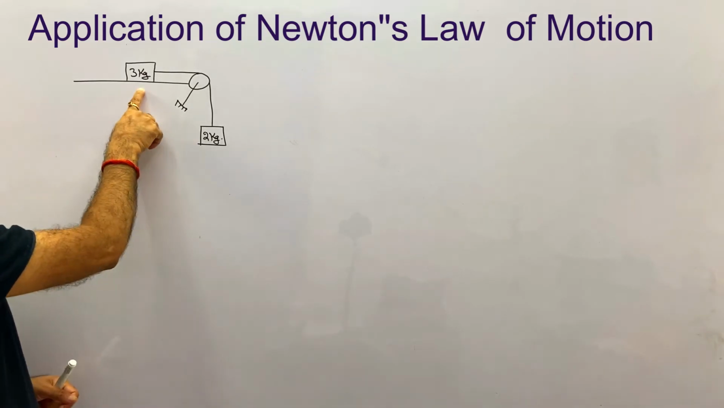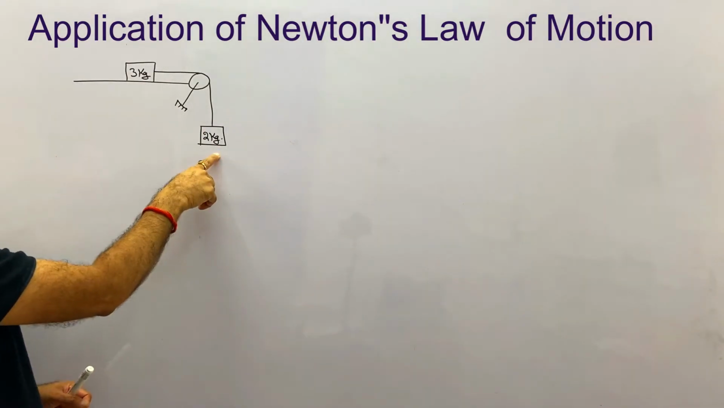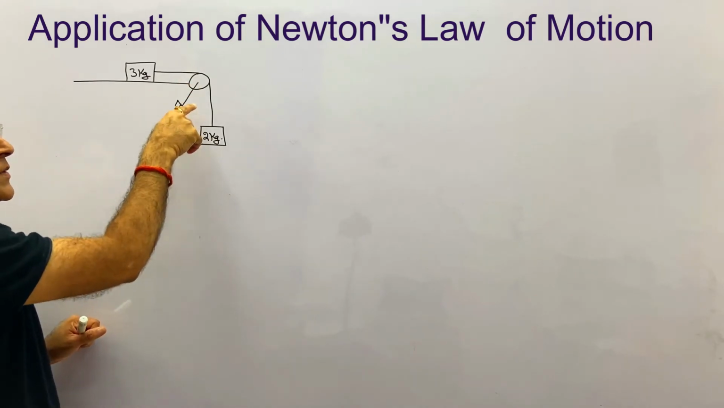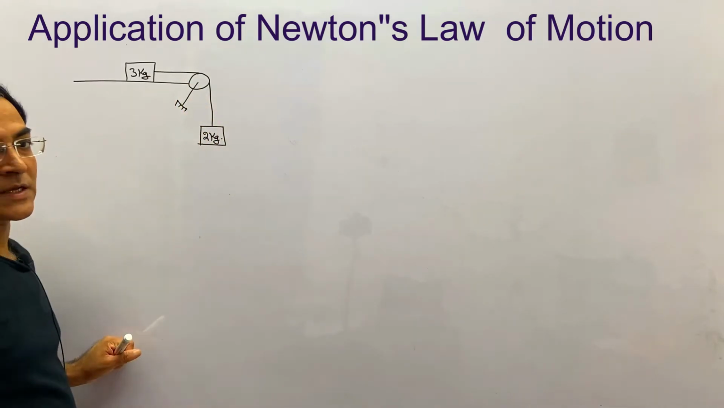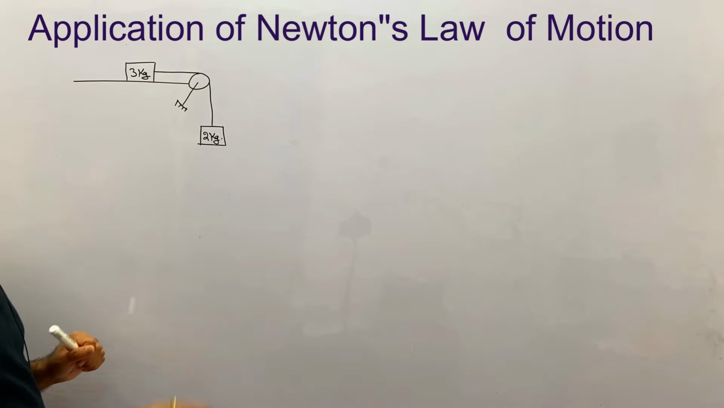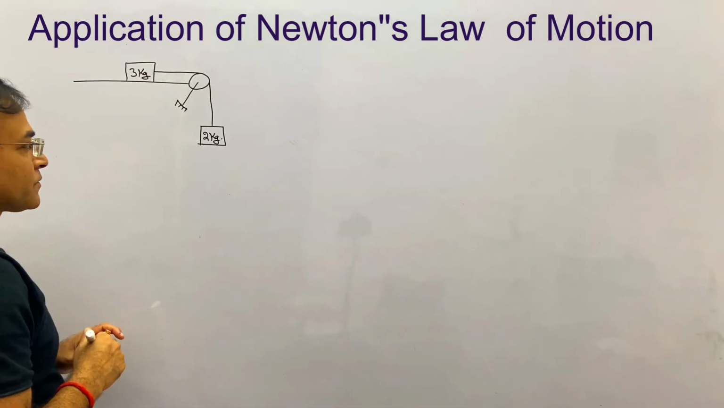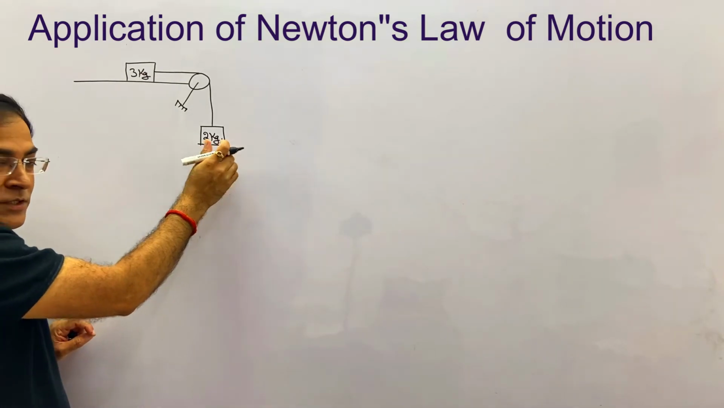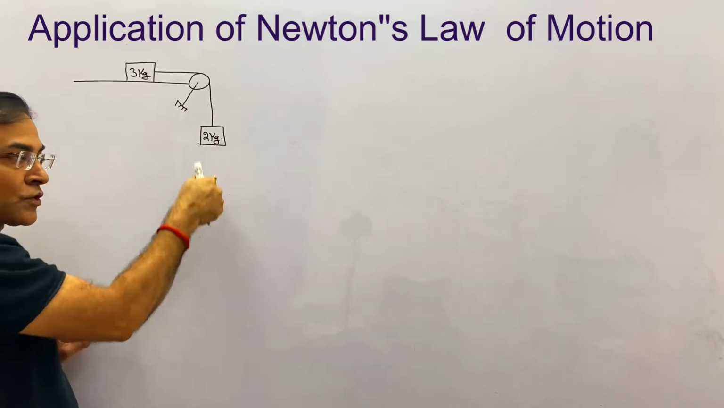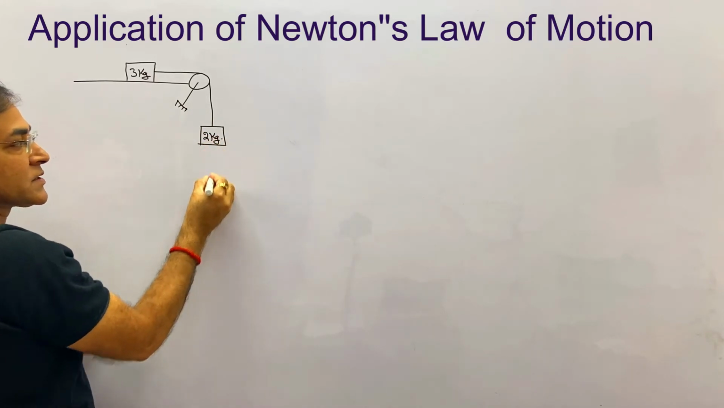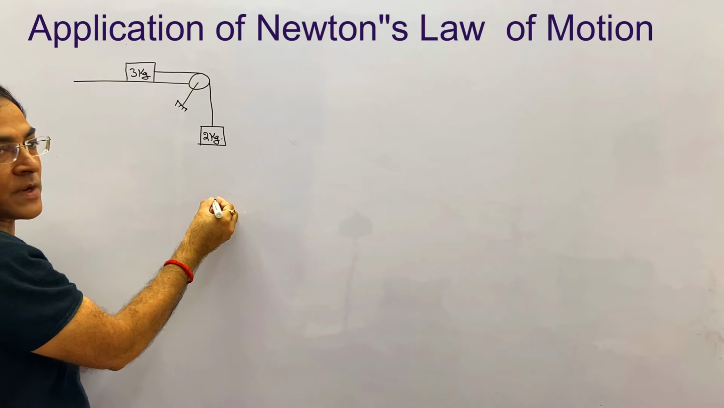So this is a 3 kg block on the table, while the 2 kg block is hanging through the pulley. The pulley and the thread are massless, and friction on the table is also absent. So gravity pulls this 2 kg down, and here a 20 Newton force is applied.